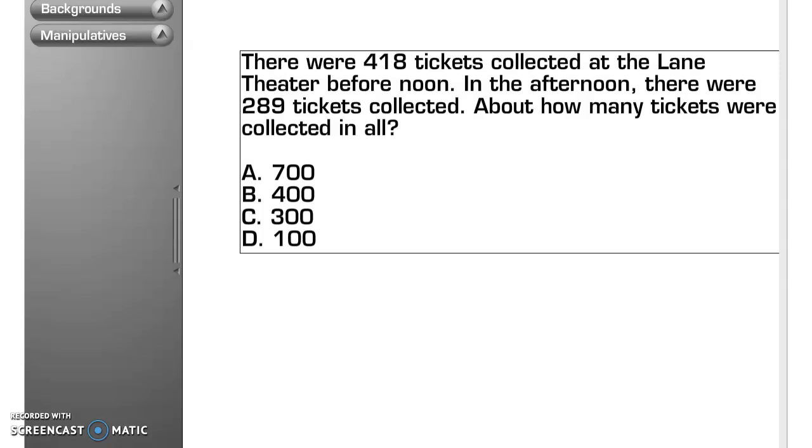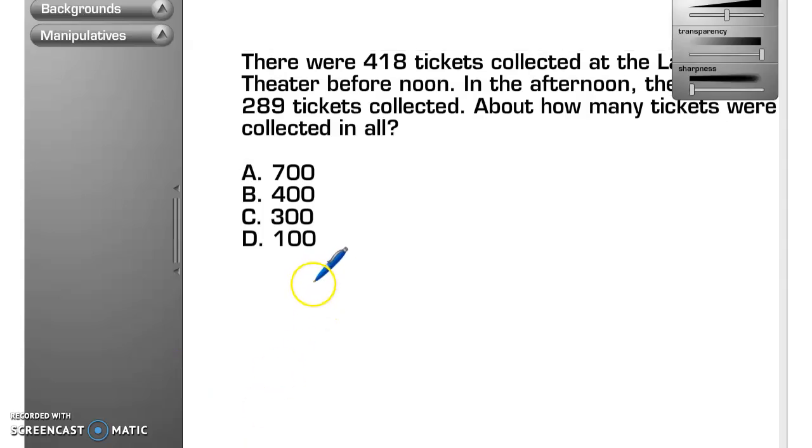Our problem of the day is there were 418 tickets collected at the Lane Theater before noon. In the afternoon, there were 289 tickets collected. About how many tickets were collected in all? So what we're going to do is we're going to estimate the problem.